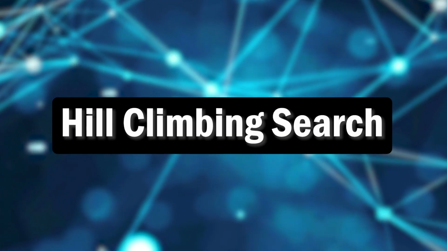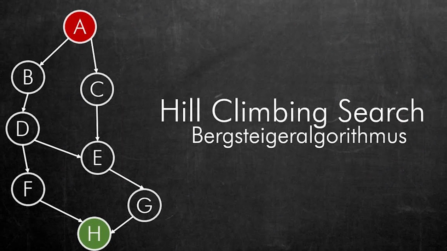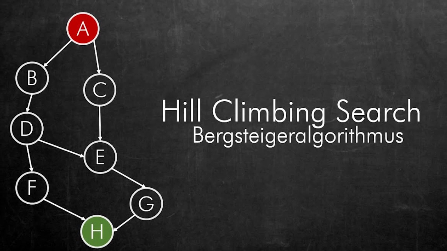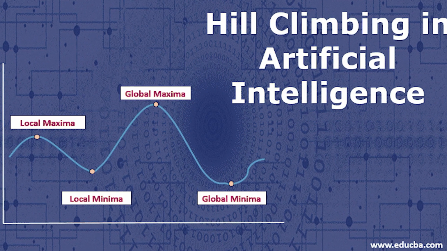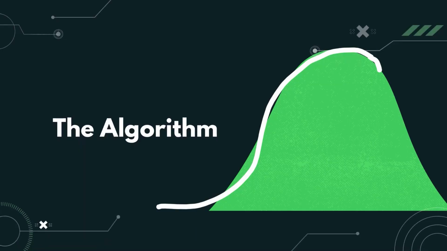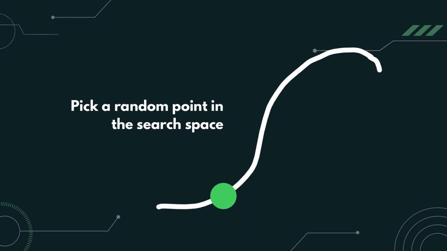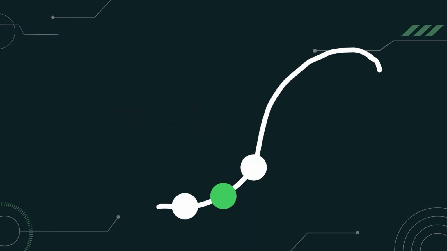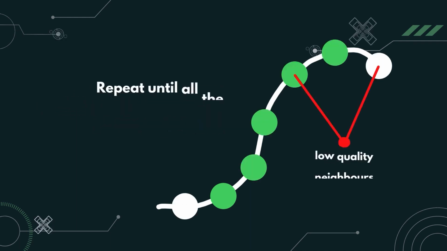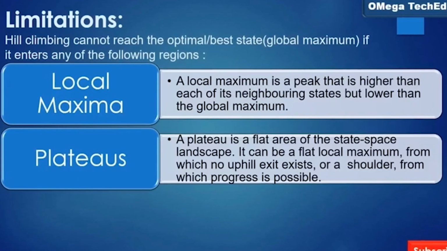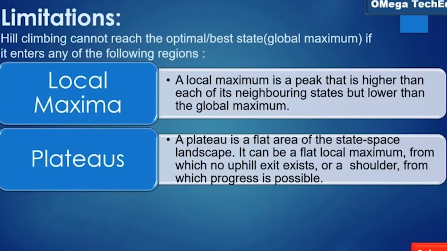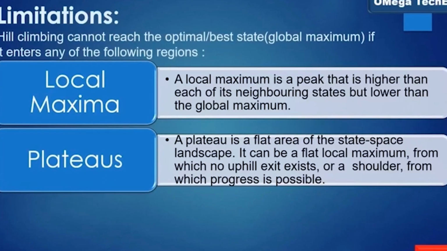Hill climbing search. Hill climbing search is a local search algorithm in AI. It starts at an initial state and explores neighboring states by making small changes to the current state. The algorithm selects the neighbor that is closest to the goal state and repeats the process until the goal state is found. Hill climbing search is often used for optimization problems, but it can get stuck in local maxima and may not find the global optimum.